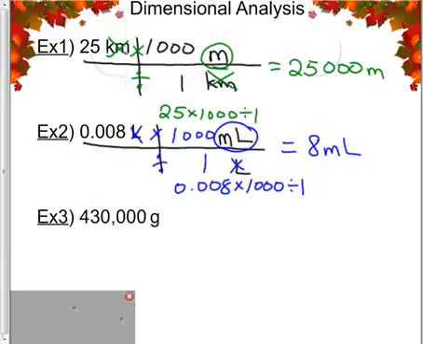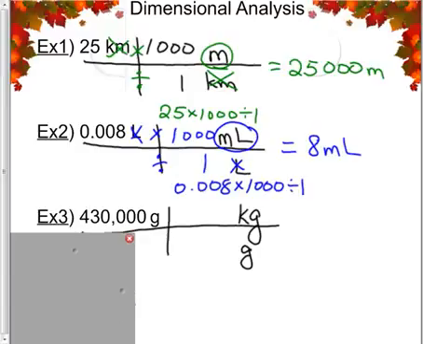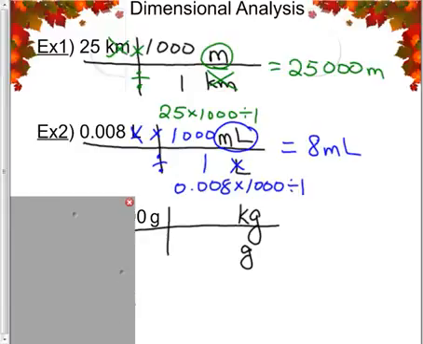Looking at example number 3, we're going to draw our little fence. The unit that we have on top right now is grams, so we're going to put that on the bottom. And our paper says we want to convert this into kilograms. So whatever we want will always go on top. Once we know those units, we're going to hide the number, because that number doesn't matter anymore.